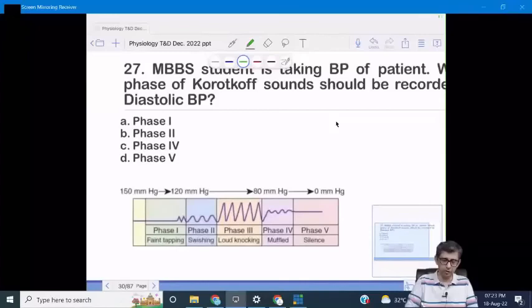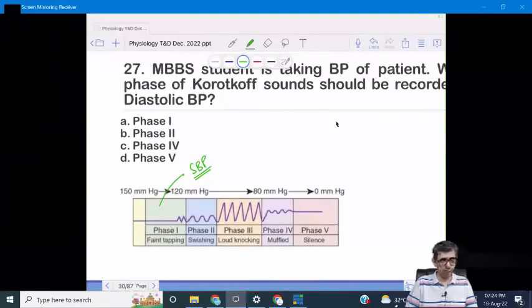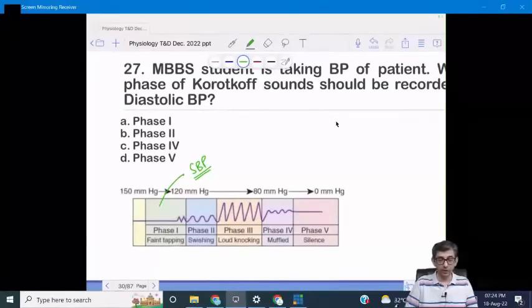जब वो साउंड अपीयर होती है, और वो कहते हैं कि कब आप उसको कंसीडर करोगे, दैट द कॉर्ड साउंड. Yes, I had phase 4 as an answer which is not the case. It is phase 5. जब ये साउंड गायब हो जाती है उसको डायस्टोलिक ब्लड प्रेशर लेते हैं.